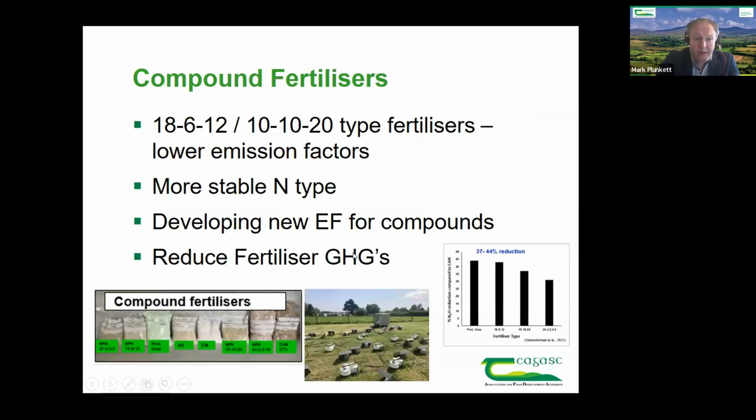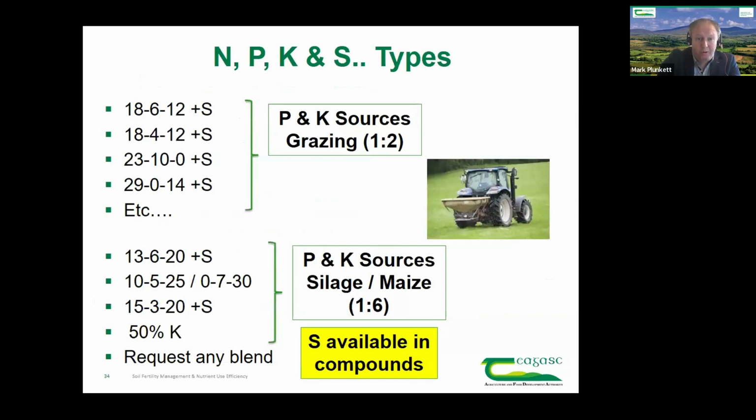Okay, compound fertilizer. So again, this is some new work from Johnstown Castle. We will have a new emission factor for our blends, our 18s and our 10s. It's a more stable form of nitrogen, and this will feed into our inventory in terms of reducing our national emissions. Okay, so you have a list of the products there, 18612, 18412. For the grazing ground, we're looking for a P to K ratio of 1:2. Anywhere we're cutting or removing a crop, be it grass silage or maize silage, we're looking for the likes of a 13620, 10525, 15320. So a 1:6 P to K ratio.